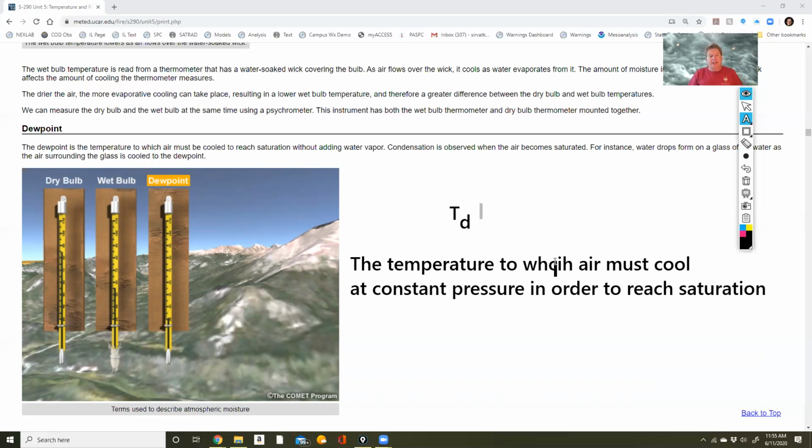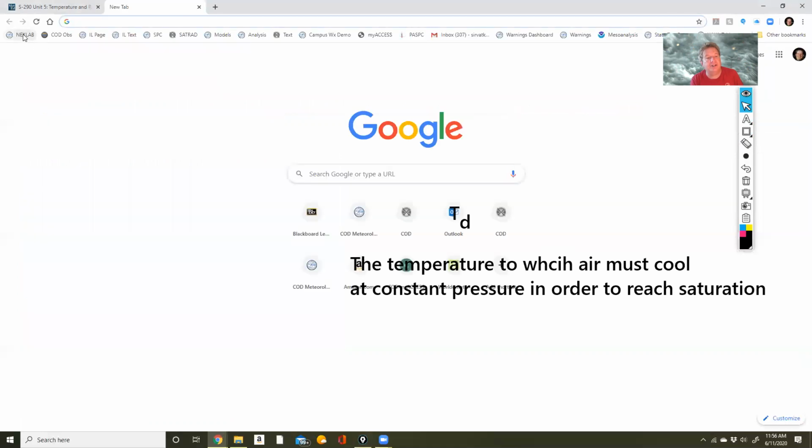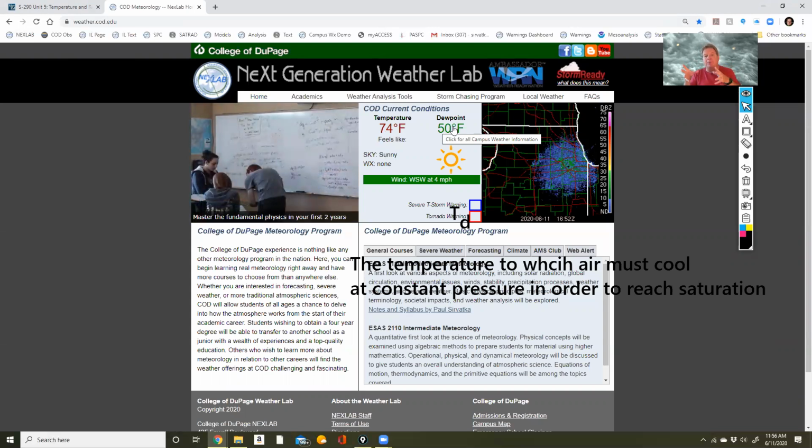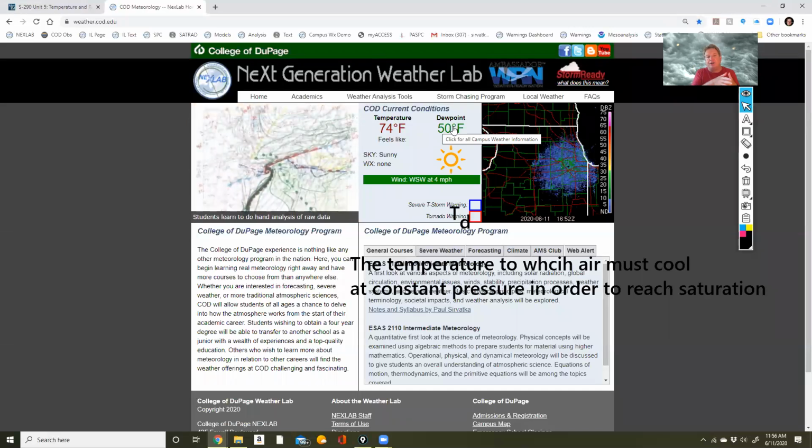Okay, so the dew point is not what we're doing when we lift air, because the air is changing its pressure. The dew point is like sitting around at night. Imagine, I can even show you this: here are the current conditions at COD right now. The temperature is 74, and the dew point is 50. What I'm saying is that tonight, if the temperature were to drop to 50 degrees, the air would become saturated.